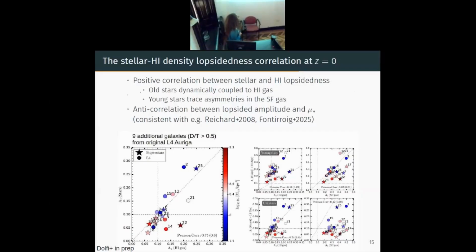And in the right panel, we show the same as the left panel, but separating between the younger stellar component, less than 500 megayears, and the older stellar component. And we see that in the case of the old stars, the correlation is again strong with the H1 gas, suggesting that the two are dynamically coupled, while the young stars are better tracing the asymmetries in the star-forming gas.